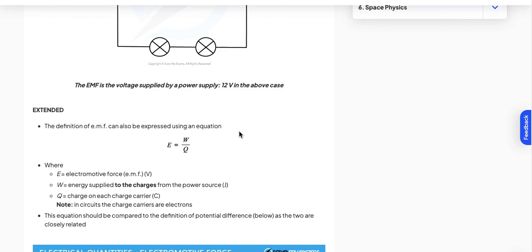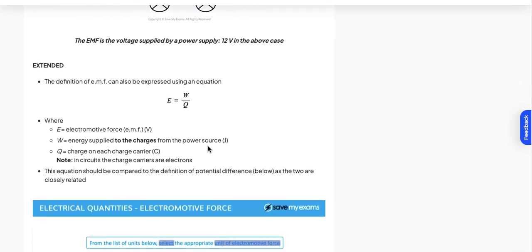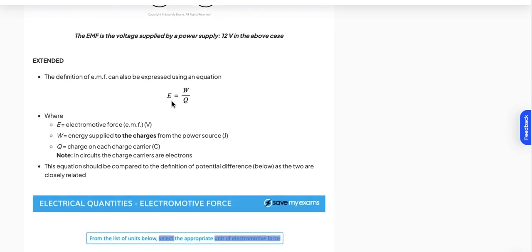So the definition of EMF is simply, mathematically, that EMF is the work done, or the energy that has been transferred, in driving a charge around the circuit. So EMF is equal to the work done over charge. E in this formula is the EMF, electromotive force. W is the energy supplied to the charges from the power source, or the work that is done when the energy has been transferred.